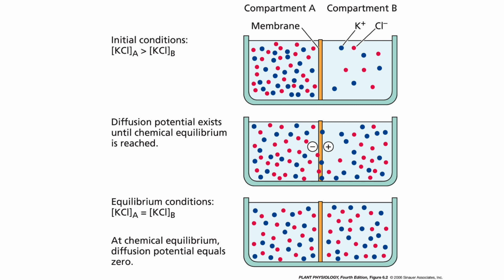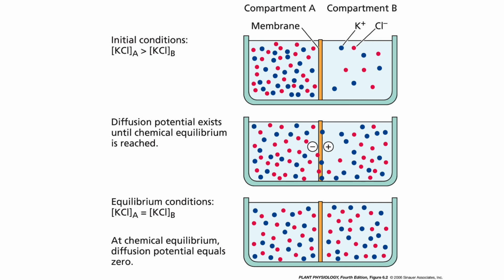We have two compartments, compartment A and compartment B, with initial conditions of a potassium chloride concentration much larger in compartment A and a much lower potassium chloride concentration in compartment B, separated by a semi-permeable membrane. Those ions, potassium and chloride, will start to diffuse across that semi-permeable membrane from the high concentration compartment A to the low concentration compartment B. However, potassium moves much more rapidly across the membrane than chloride.